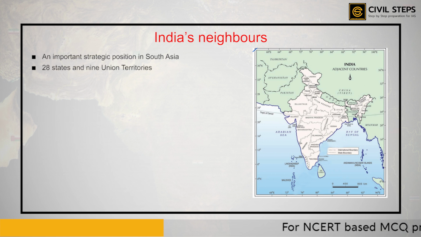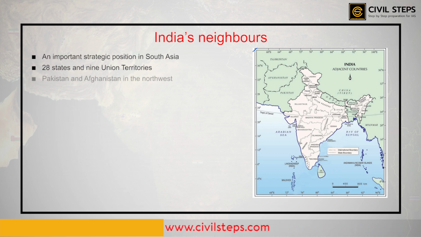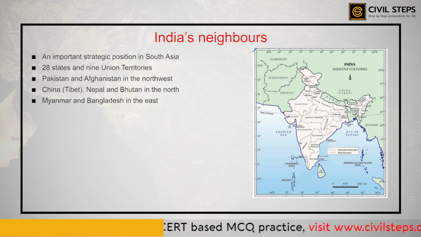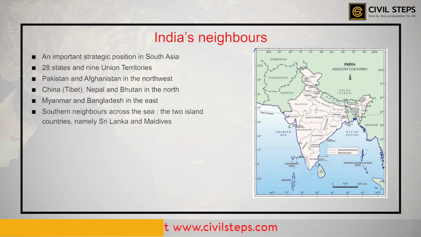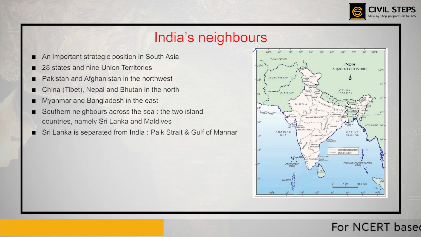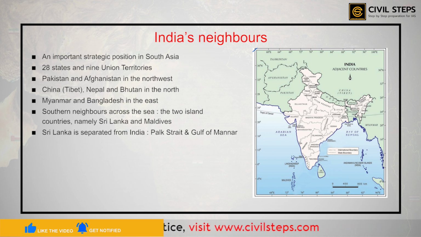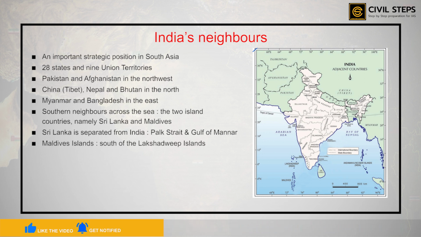It has 28 states and 9 union territories. India shares its land boundaries with Pakistan and Afghanistan in the northwest, China, that is Tibet, Nepal and Bhutan in the north, and Myanmar and Bangladesh in the east. Our southern neighbours across the sea consist of two island countries, namely Sri Lanka and Maldives. Sri Lanka is separated from India by a narrow channel of sea formed by the Palk Strait and the Gulf of Mannar, while the Maldive Islands are situated to the south of the Lakshadweep Islands.